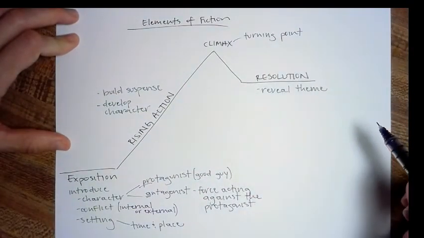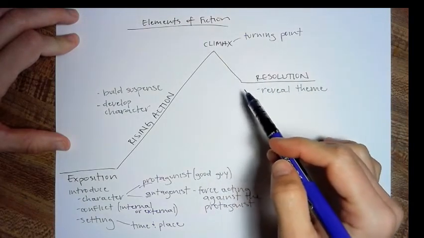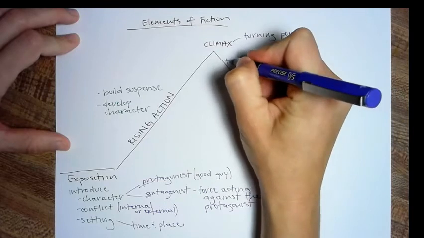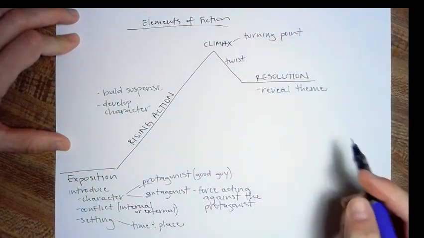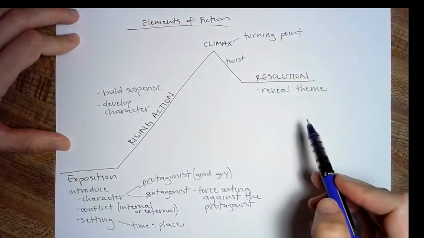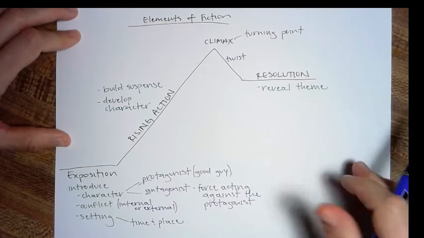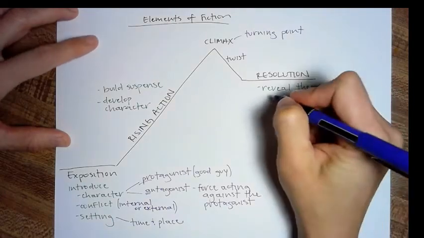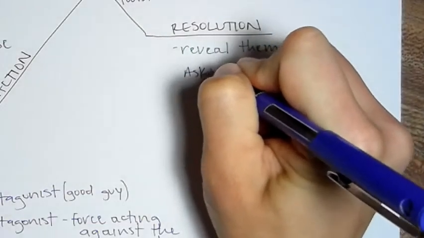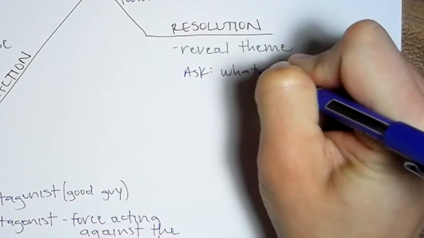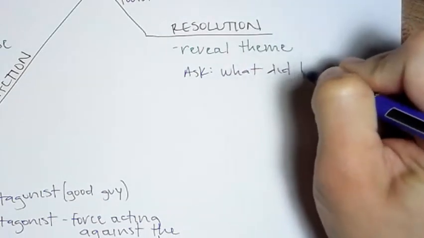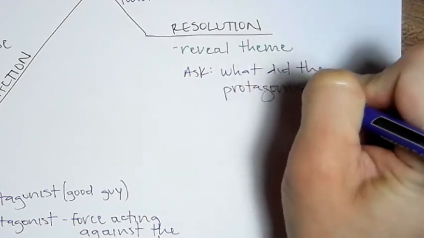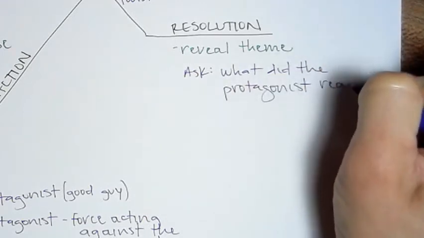And then the falling action is sort of when things shake out. Usually, sometimes there's a little twist. If there's a twist in the story, it usually happens here. But then the resolution is really the important part where you're going to ask yourself, okay, what did the protagonist realize?